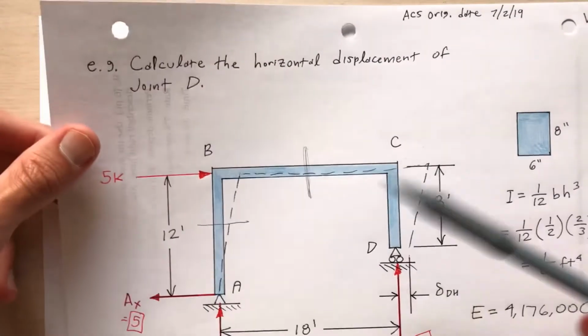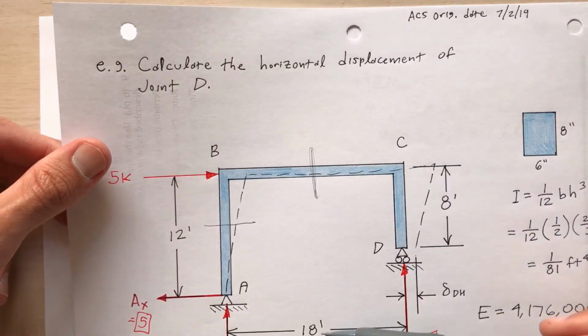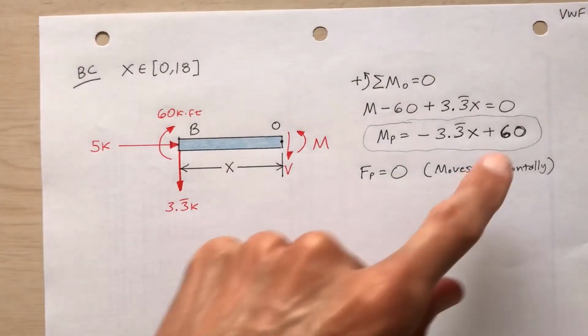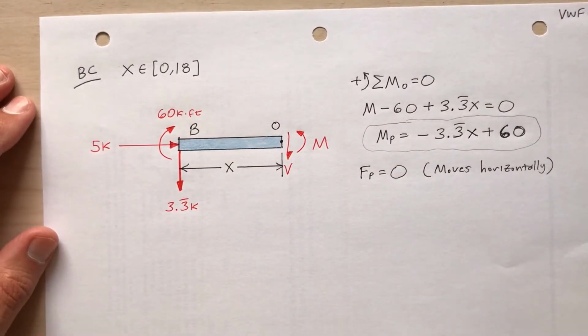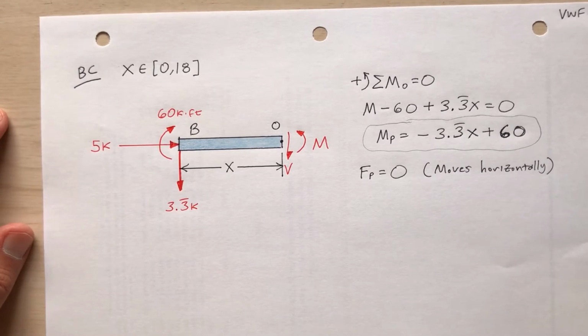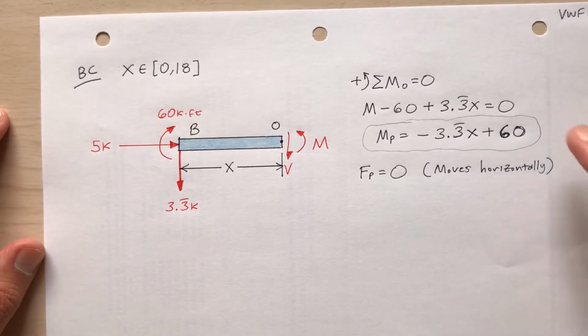Now stick in 18, because at point C, X is 18. So what do you get when you put 18 in there? Okay, so I'm going to multiply 18 by negative 3 1/3 and add 60, and I get 0, don't I? So the moment actually goes to 0 at point C.